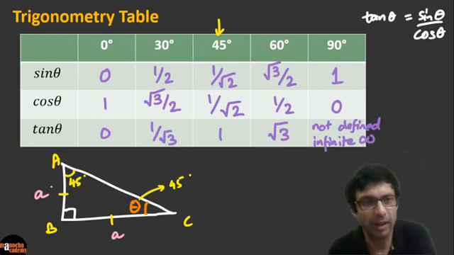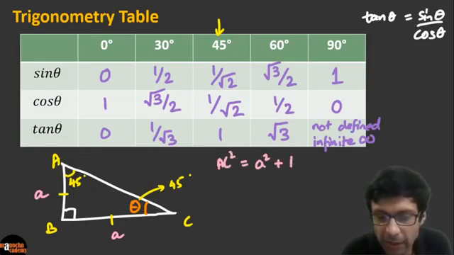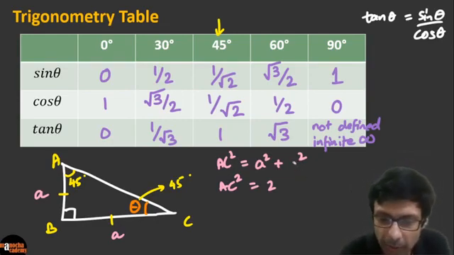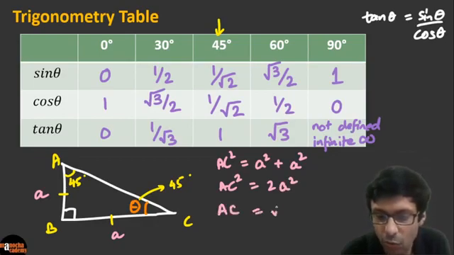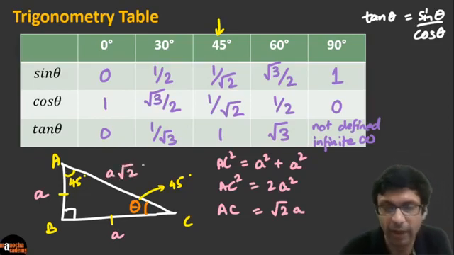Now we can apply Pythagoras theorem. So what is AC going to work out to be? AC square is basically AB square, which is A square, plus BC square, which is again A square. Oops, I wrote B square by mistake. So it's A square plus A square, so that's going to be 2A square. So what is AC? It's root 2A, or A root 2. Is that correct? Can you see that, guys?